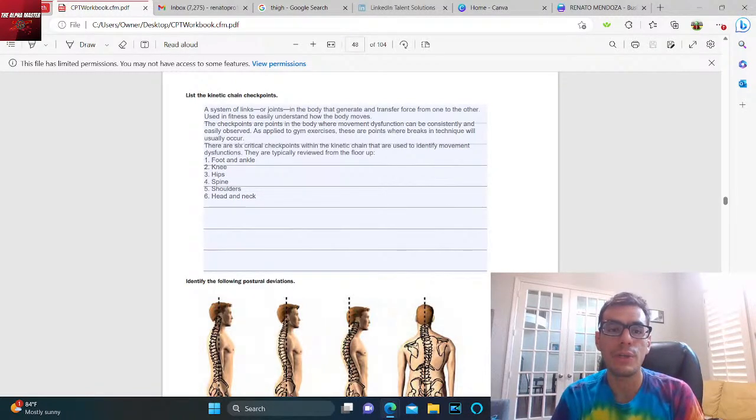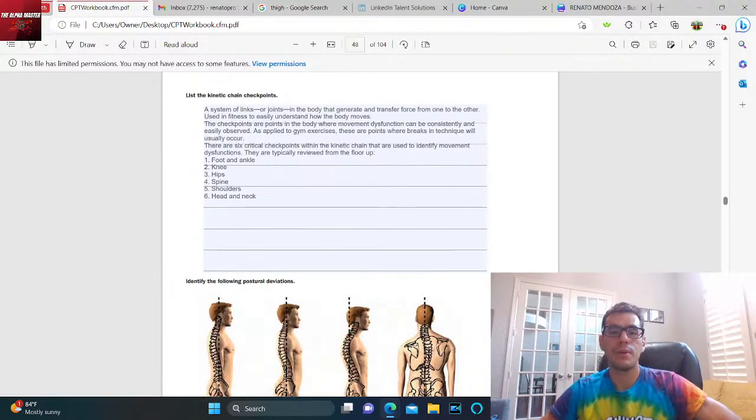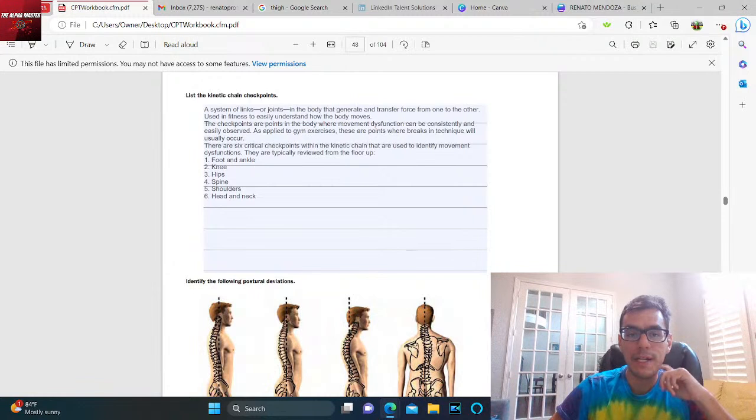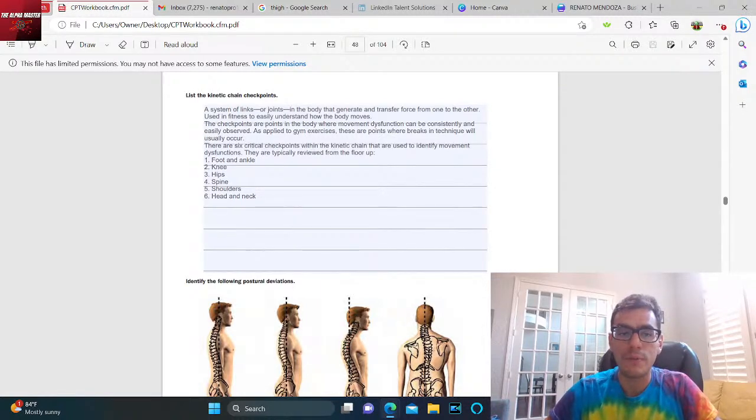It's using fitness to easily understand how the body moves. The checkpoints are points in the body where movement dysfunctions can be consistently and easily observed. As applied to gym exercises, these are points where the bracing techniques will usually occur. There are 6 critical checkpoints within the kinetic chain that are used to identify movement dysfunctions.